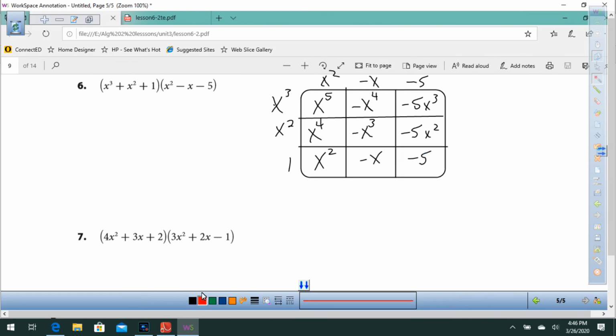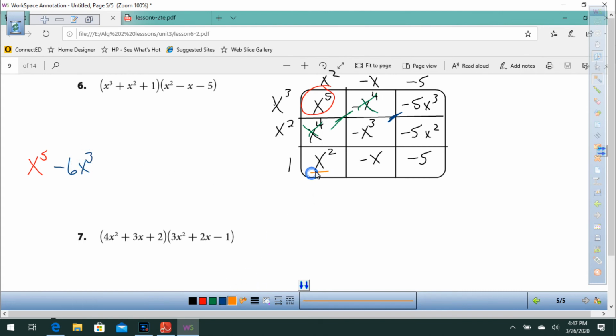All right, so let's see what we got. We got x to the 5th. And looks like we got 2x to the 4th. Any other x to the 4th? Nope. So, ooh, and look, x minus x is 0, so those cancel out. And let's try x cubed. We got 2x cubed here and here. Negative 1 minus 5 is minus 6x cubed.